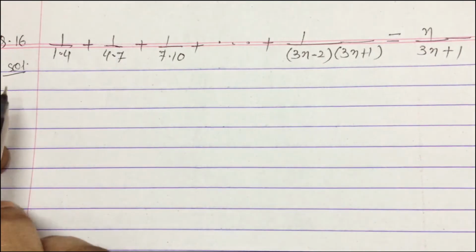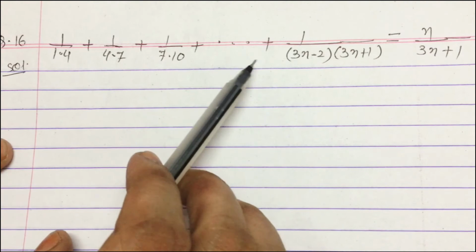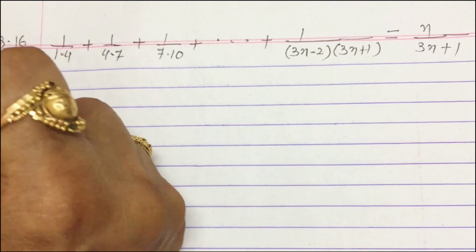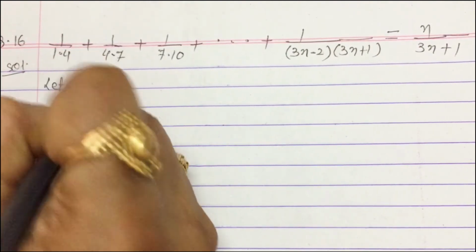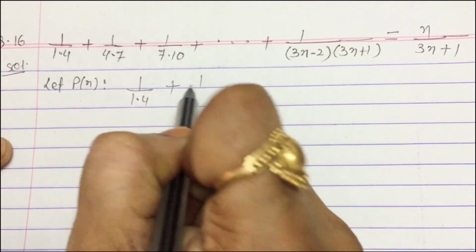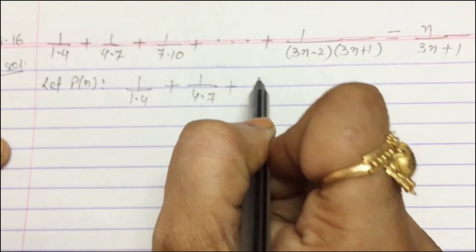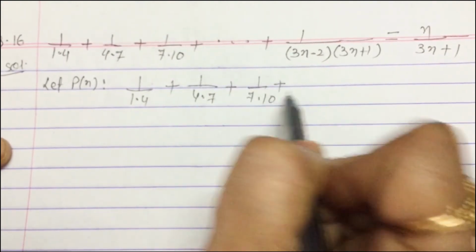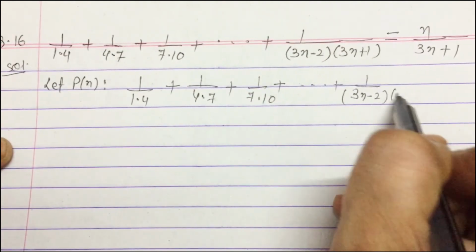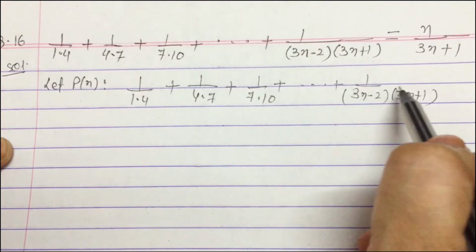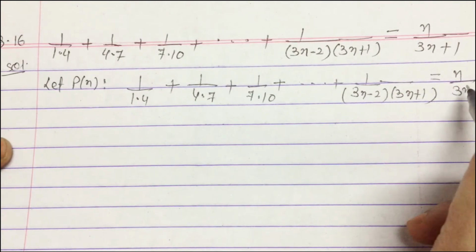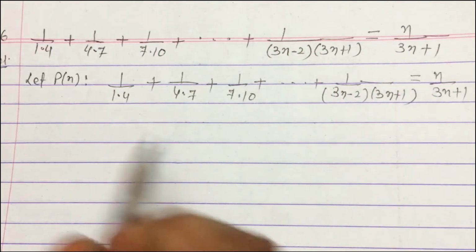Question number 16. Okay, we have to prove this statement by using the PMI. Okay, so same method apply here, student. First of all, let the given statement be Pn. Okay, so write Pn: 1 by 1 into 4, 1 by 4 into 7, here it is 1 by 7 into 10, and here it is 1 by 3n minus 2 into 3n plus 1, okay, is equal to n by 3n plus 1. It is the given statement. We have to write only Pn.